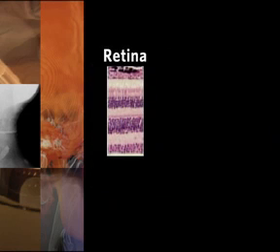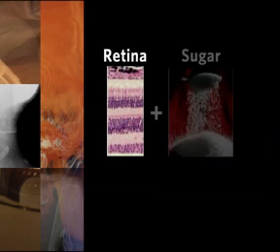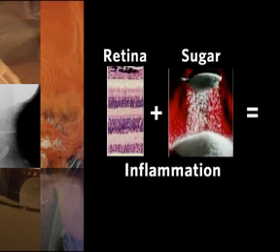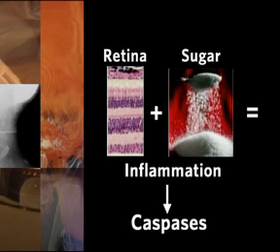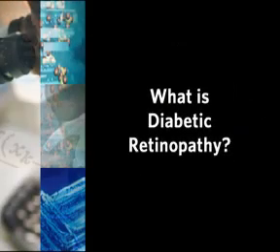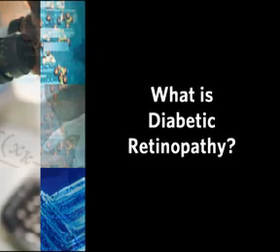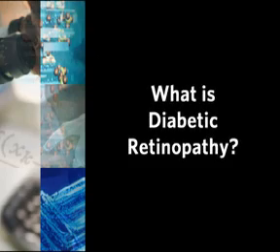In diabetes, the retina, which is normally functioning properly, when it's exposed to sugar, there's inflammation in the retina that's caused by diabetes, and this is characterized by an increase in pro-inflammatory proteins called caspases. This inflammation leads to the dysfunction and even the death of retinal cells, which ultimately results in the vision loss.